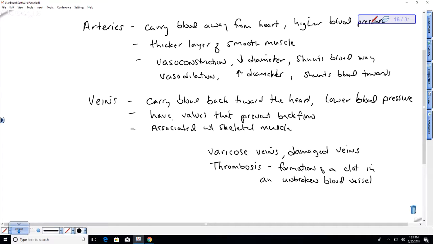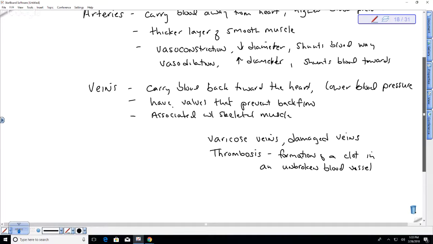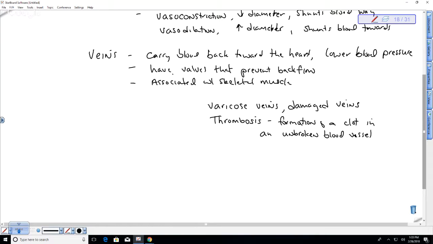So if that clot breaks free, it could go anywhere in the body. It could go to the tiny little capillaries in your brain and cause a stroke. It could go to your coronary artery and cause a heart attack. It could also go to your lungs. And so if that clot leaves the site where it formed, if it breaks free, then you get an embolism. So this is a clot that is moving in the blood vessels.